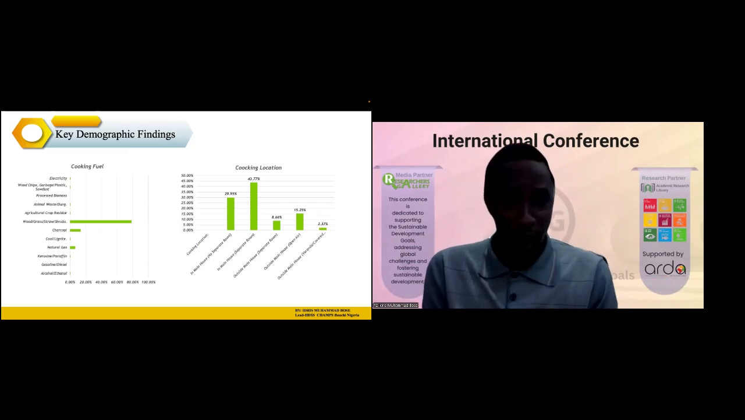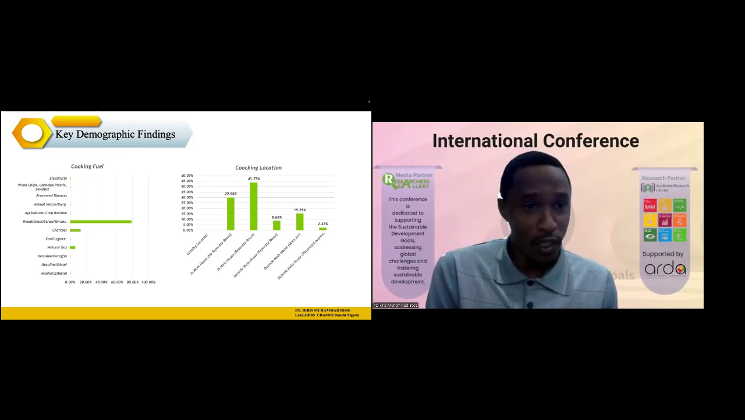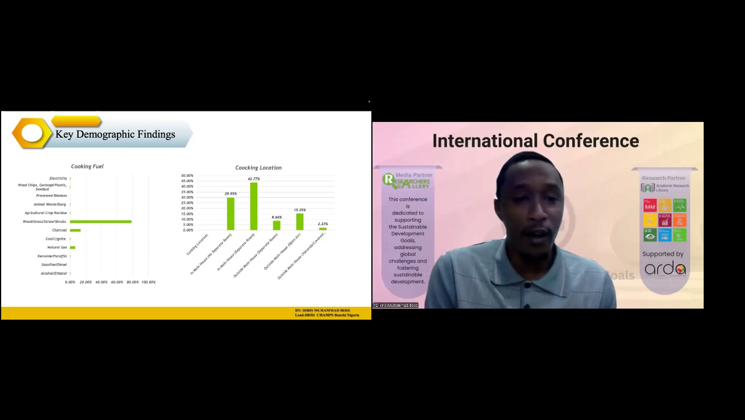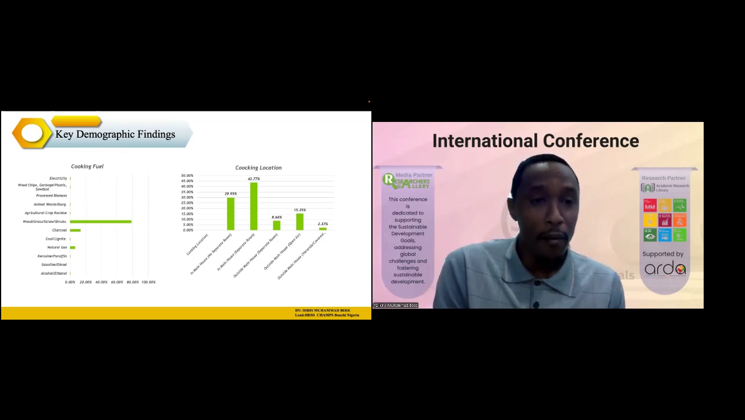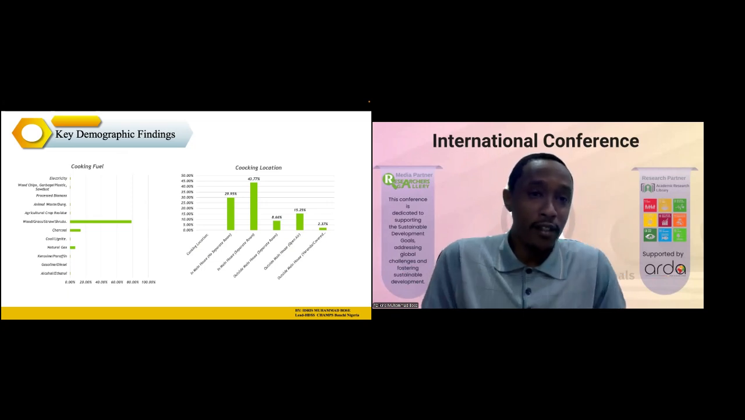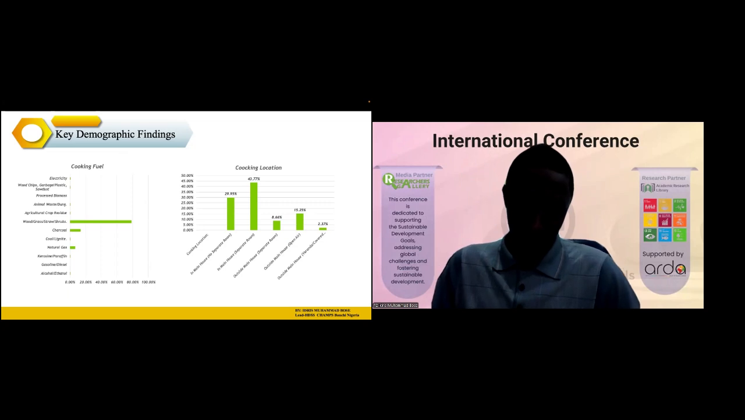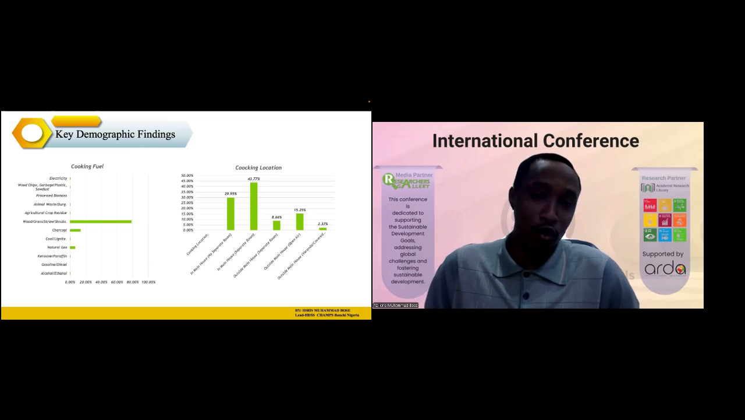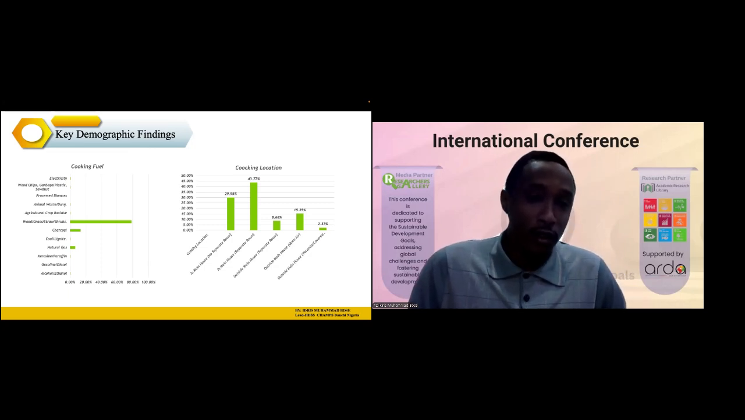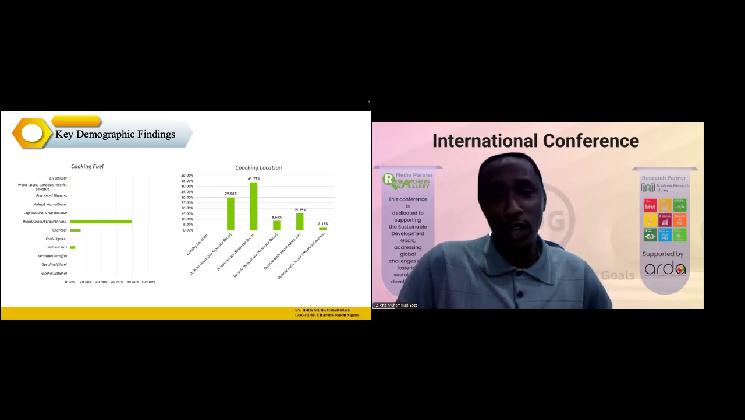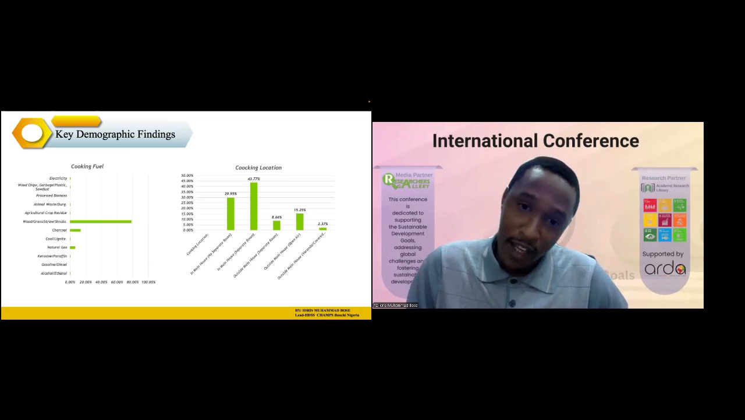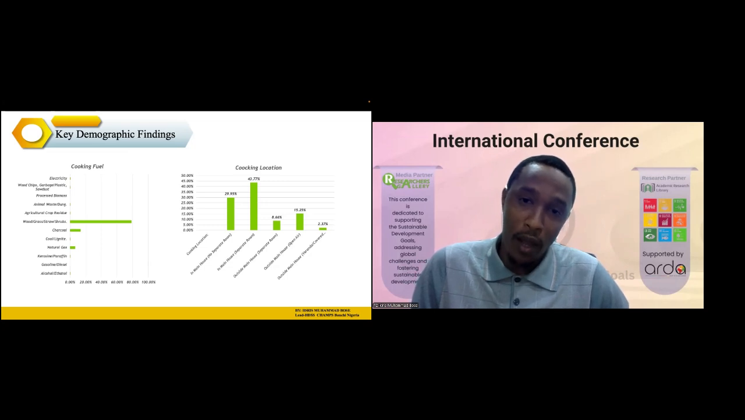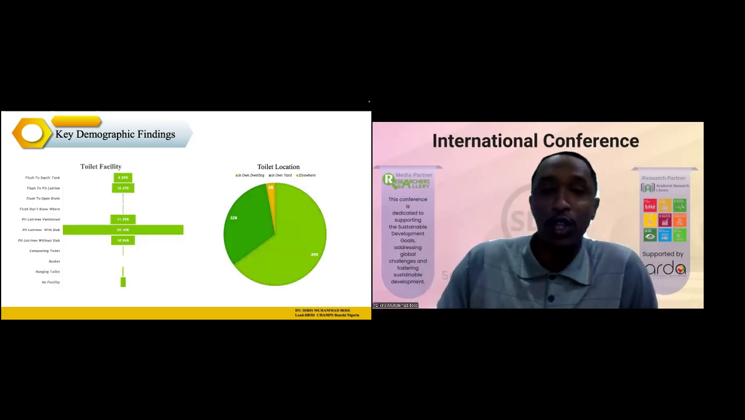So part of the cooking fuel, as you can see, wood, grass, and straw shrubs recorded the highest percentage. And this demonstrates that there might probably be a high rate of cardiovascular diseases relating to lung infection and pneumonia for children under 5. Then the cooking location on the right-hand side, 43.77% takes the highest. The majority of the population has a separate room for cooking.